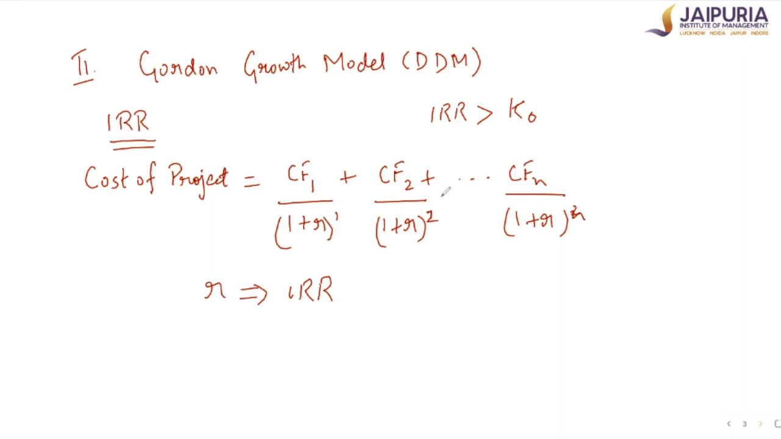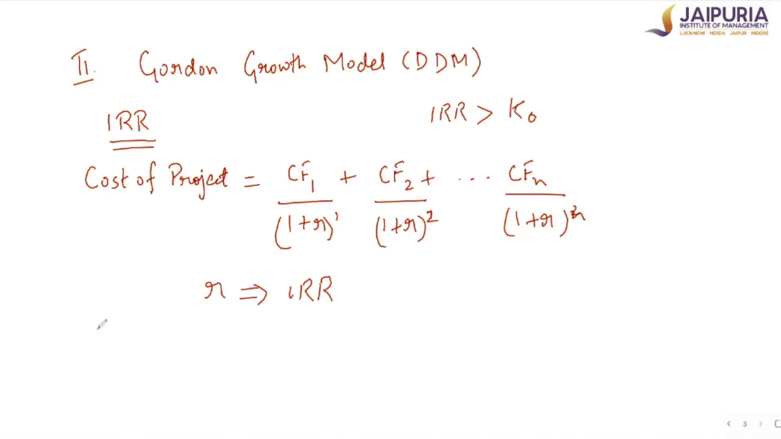That means instead of a project, I take an equity share as an investment and just replicate this entire formula in the context of equity share investment. R will denote what? The expected rate of return for the equity shareholder. That's what I say, that whatever is the expected rate of return for an equity shareholder, that is cost of equity for the company.